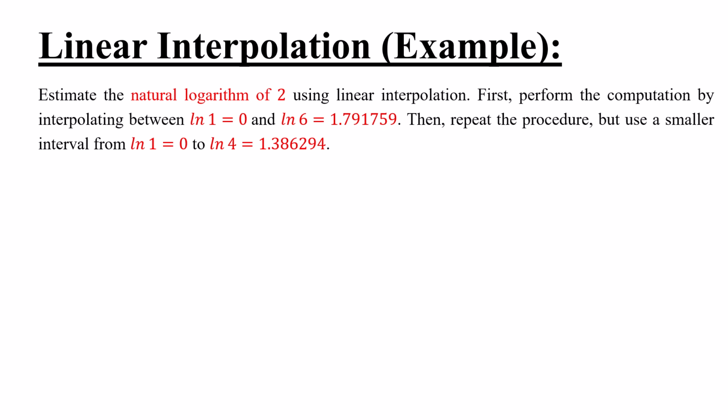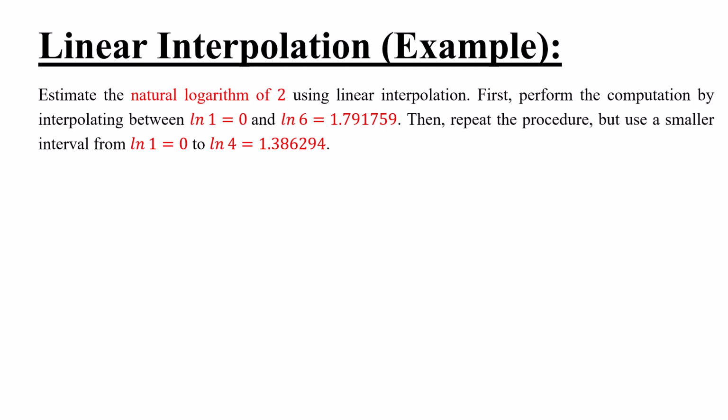Now we move to an example. Just look at how we can apply this. The idea is to estimate the natural log of 2 using linear interpolation. First, perform the computation of the interpolation between log of 1 equal to 0 and log of 6 equal to 1.791759. Then repeat the procedure but use a smaller interval.